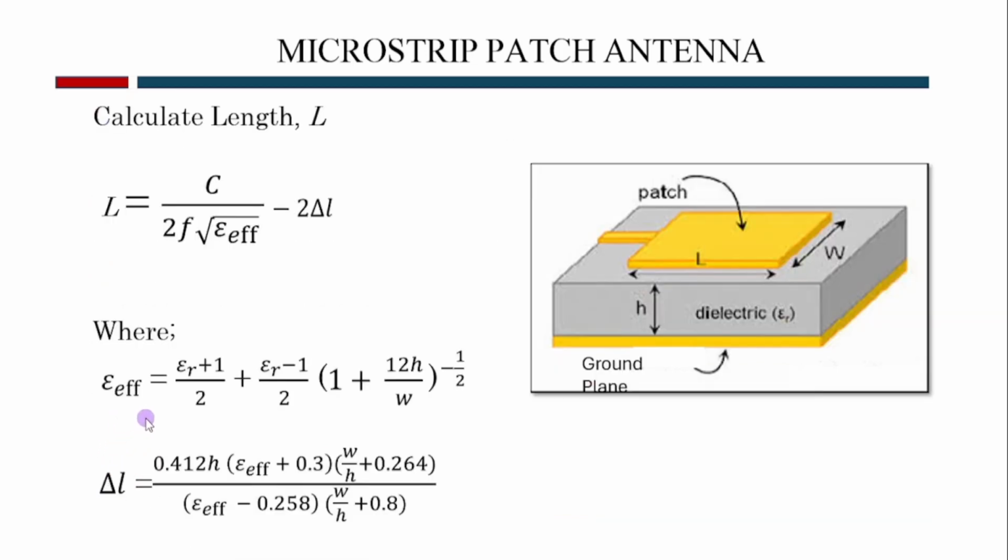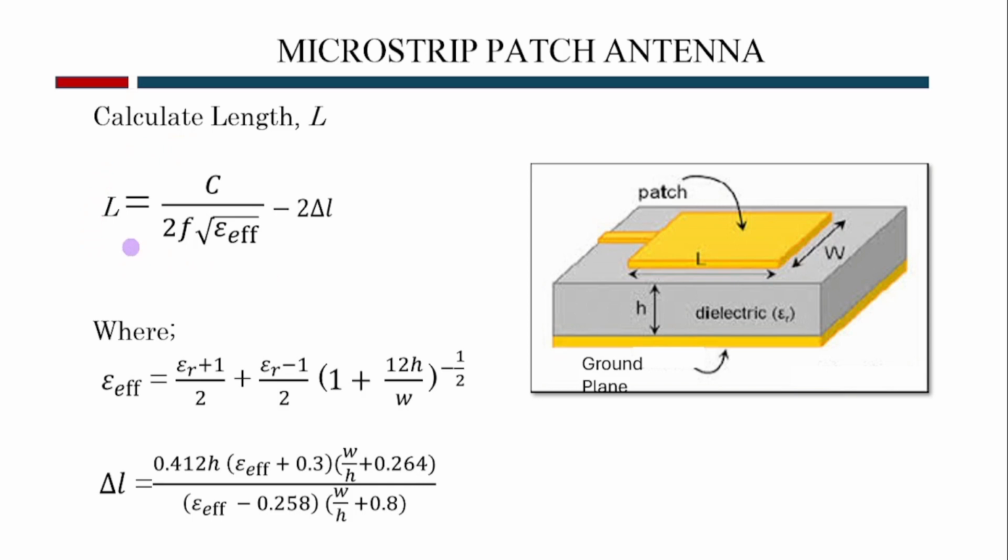And then next you need to find out the delta L by using this formula. So you know the effective dielectric constant from the previous calculation, and the width from the previous calculation, and the height is the thickness of the substrate. So when you get both values, you can apply them to this formula to find the length of the patch.